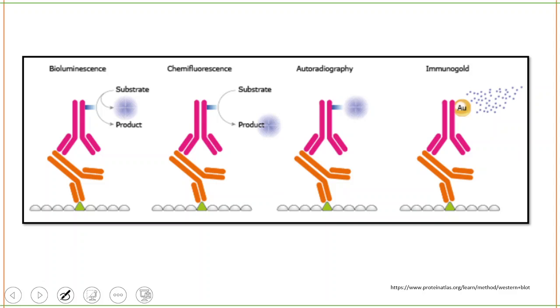So next, what are the different types of detection methods? You have bioluminescence method, chemifluorescence method, autoradiography, and immunogold. These are some of the different types of detection methods. We don't have to learn in detail, but I just wanted you to know what the different detection methods available are. It's not just enzymes alone, but you have several other methods.